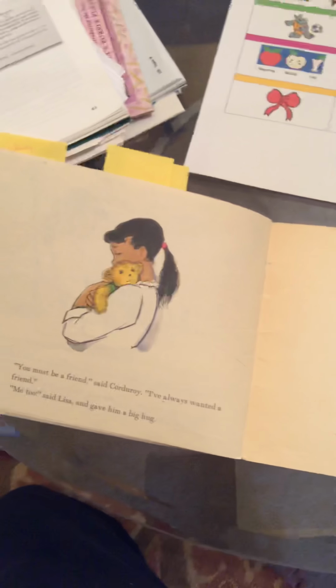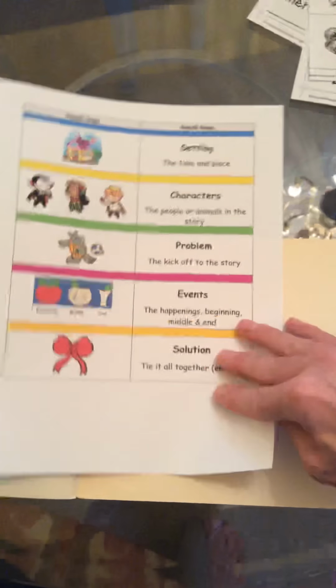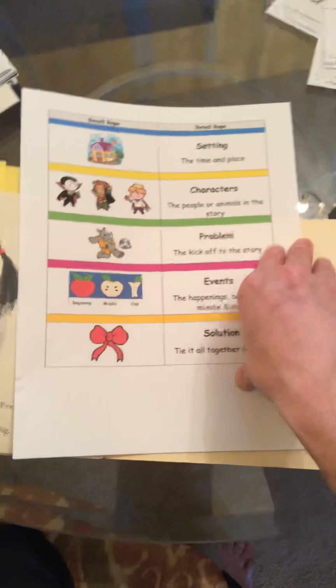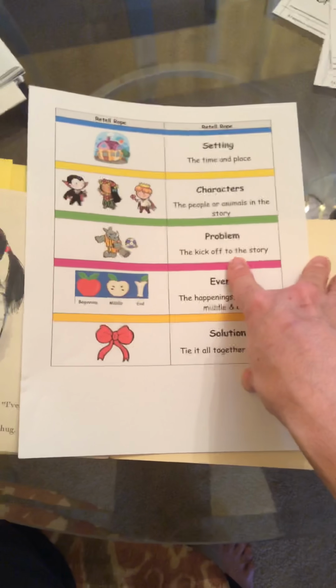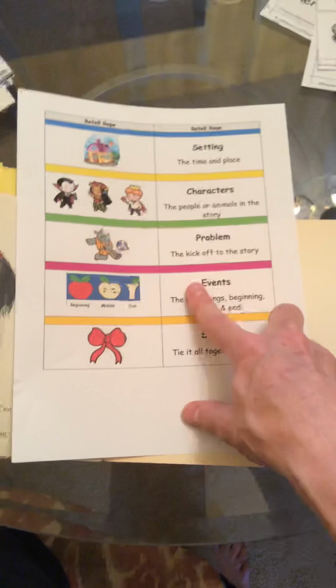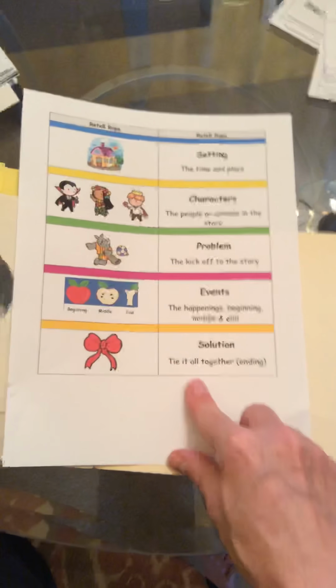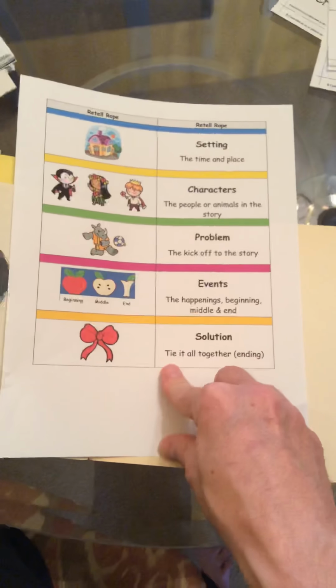Now, do you see how I retold the story? I didn't tell every little single detail, but I did cover all of these things. I told the setting and the characters, Corduroy's problem that nobody would take him home because he had lost his button. And he tried to find the button, but then the girl came back to the store, and that was the solution. Then he finally found a home, and they were friends.